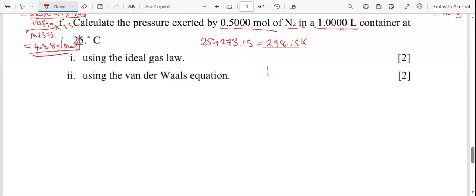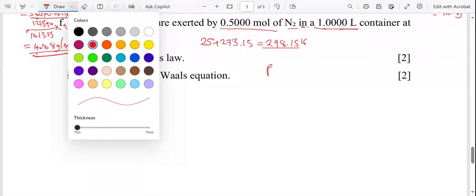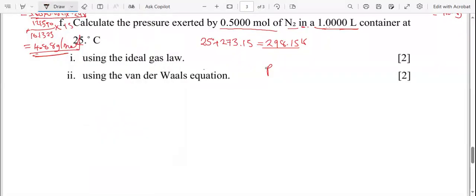So using the ideal gas equation, we know that the ideal gas equation is given as PV equals nRT. This means that pressure, do you have pressure there? For this case, we don't have pressure; we are looking to calculate pressure. So pressure is equal to nRT over volume. It's just a matter of substituting.